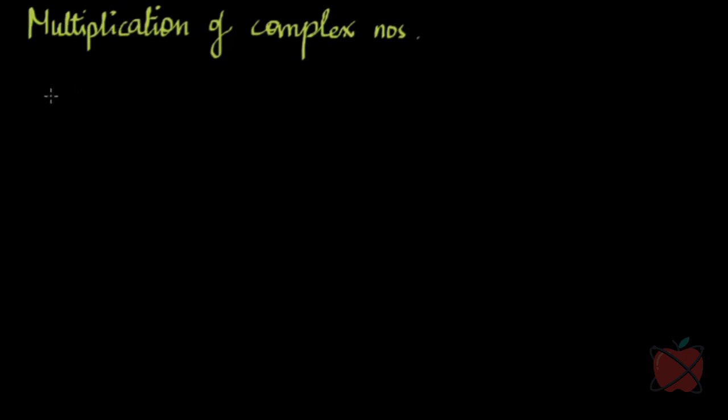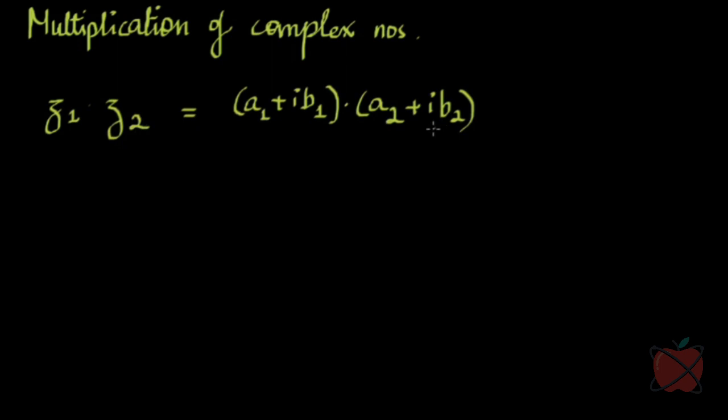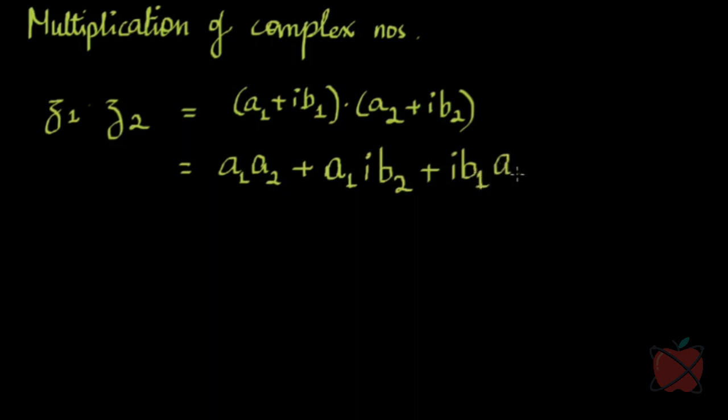Next, we're going to discuss about multiplication of complex numbers. That means z1 multiplied with z2. That means a1 plus i times b1 multiplied with a2 plus i times b2. So let's solve this. a1 multiplied with this, we will get a1, a2. Then we will have a1 multiplied with i times b2. Then next is going to be i times b1 multiplied with a2. And then finally we'll have i square b1, b2.